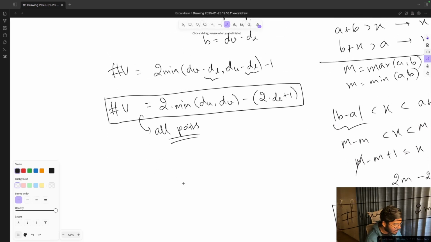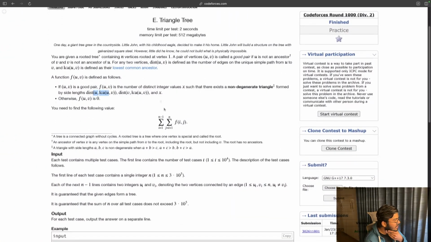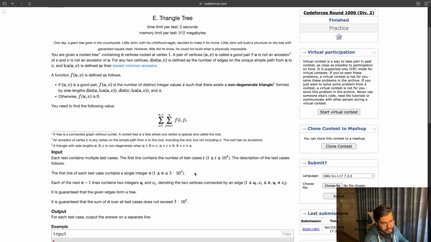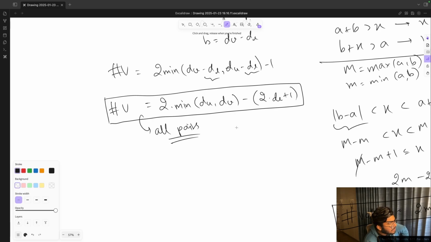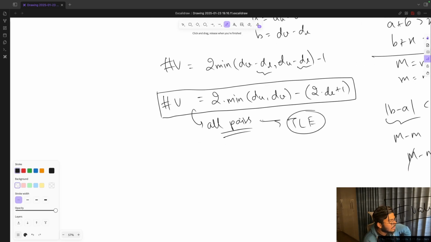But if you see, you can't actually do this for all your pairs because n is going till 10 to the power 5, right? So since n is till 10 to the power 5, this will give you a TLE, right? So let's see how we can actually go about it further.